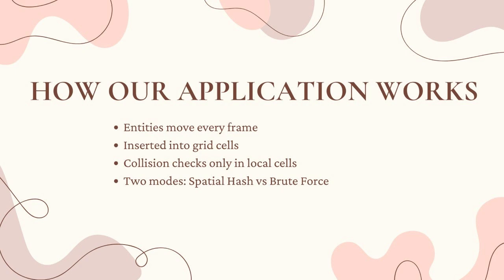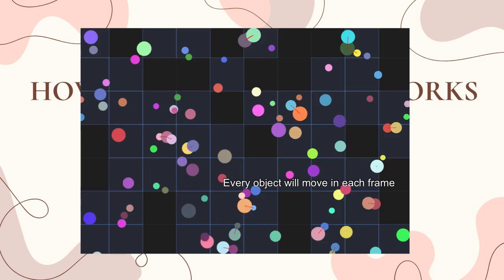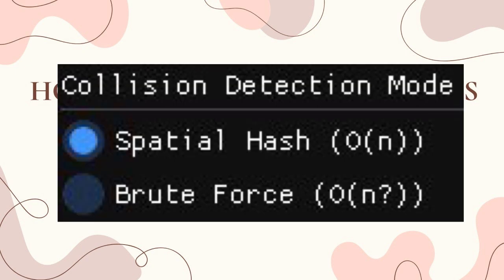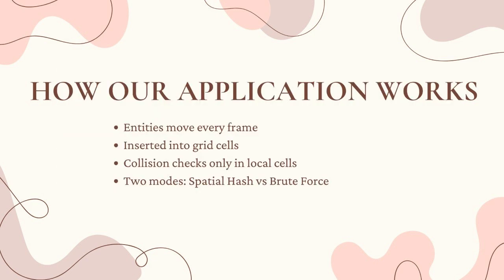In our application, the objects move every frame. For each frame, we insert every object into the spatial hash grid. Then, collisions are checked only within the local cells. We also have two modes, the spatial hash and brute force, so you can directly compare their performances. The application also visualizes the hash table, including how chaining works and how chain length grows under heavy load, which now we will be showcasing in the demo of our application.